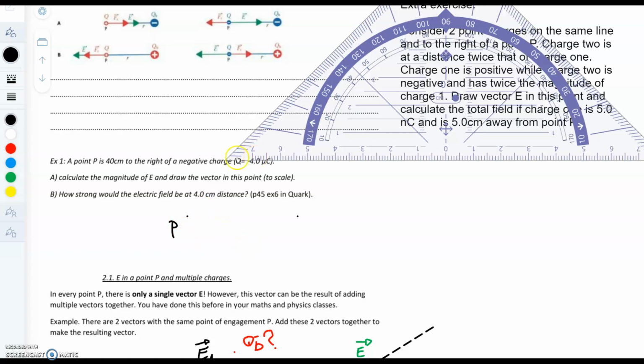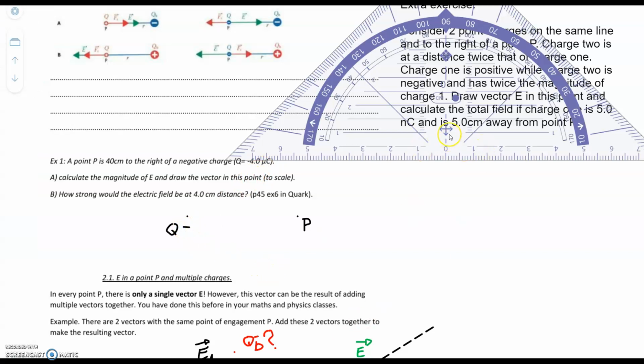So we have to do it the other way around. Point P is to the right of this one. And we've got our charge Q here. And our charge in this case is -4 microcoulomb, so it's a negative charge.